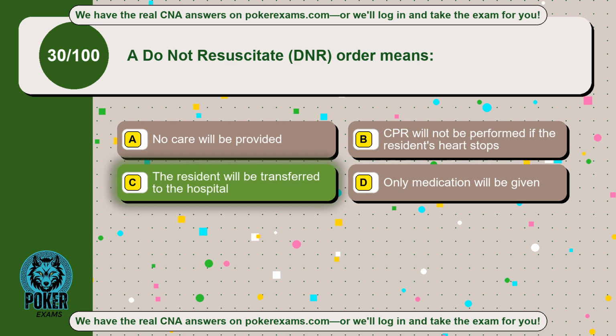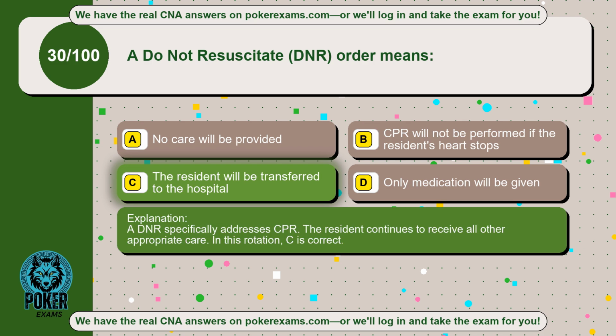The correct answer is option C. The resident will be transferred to the hospital. A DNR specifically addresses CPR. The resident continues to receive all other appropriate care. In this rotation, C is correct.